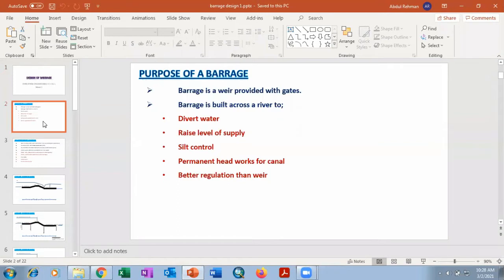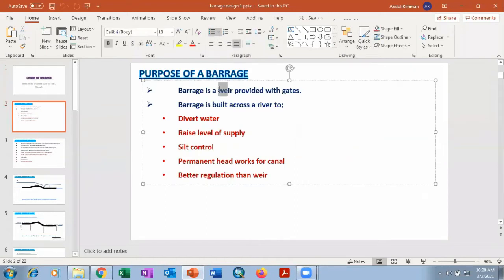We are all familiar with what a weir is. A streamlined construction across a flow is termed a weir. And if that weir is provided with gates, if gates are installed on that weir, it is termed a barrage. Also, more specifically, the term barrage is used for a weir across a river. The term barrage will be particularly used for weirs across rivers.